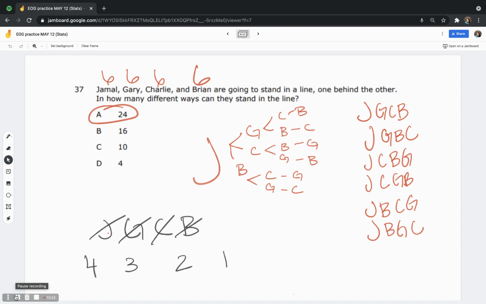So if I multiply 4 times 3 times 2 times 1, that is also going to give me 24. And the reason that number is going down by 1 every time is because if I tell somebody to get in line, then there's 1 less person to choose from. So 4 times 3 times 2 times 1.